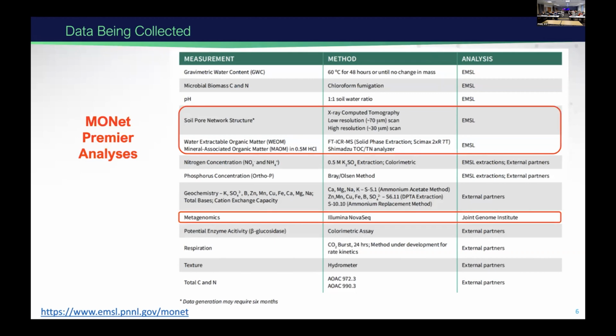As John mentioned, we have these three primary analyses provided by MONet. They are XCT, which gives you the microstructure of the soil cores, FT-ICR, which gives you the high resolution molecular composition of your organic matter pools, as well as the metagenomic sequencing. For the rest of my talk, I'm going to dive a little bit deeper into those three analyses to give you an overview of the workflow of each.